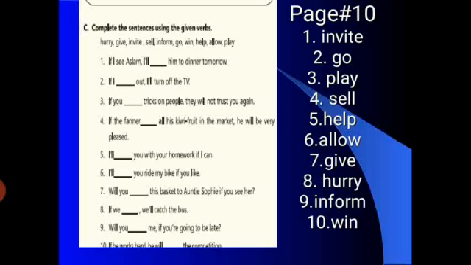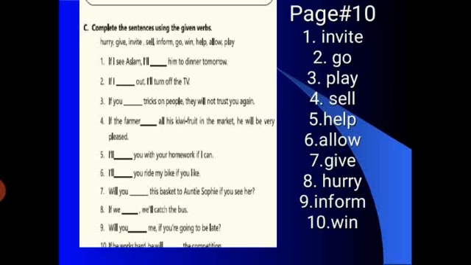Sentence number 1. If I see Aslam, comma, I will dash him to dinner tomorrow. So the first clause is if clause and then the next clause is the main clause. And in the main clause what do we do? We are going to use will plus first form of verb. So if I see Aslam, I will dash him to dinner tomorrow. So the most appropriate word for this blank is invite.